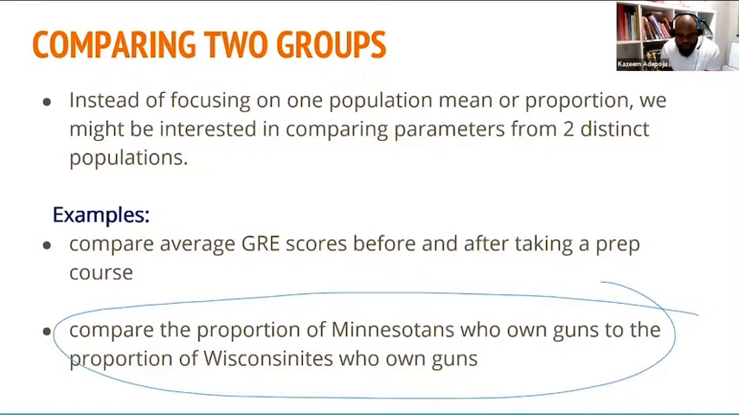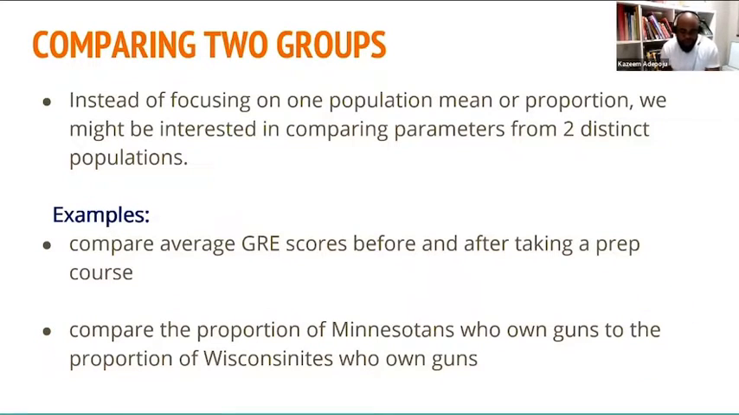But I need you to pay attention to this one here. Compare the proportion of Minnesotans who hold guns to the proportion of Wisconsinites who own guns. Now, when you take a look at this, there's going to be a difference of proportions. We're talking about proportion now. We're not interested in everyone. Here the focus is on Minnesotans that own guns. It's not all of Minnesota that owns guns. So this is a question on difference of proportions, because two entities are involved.